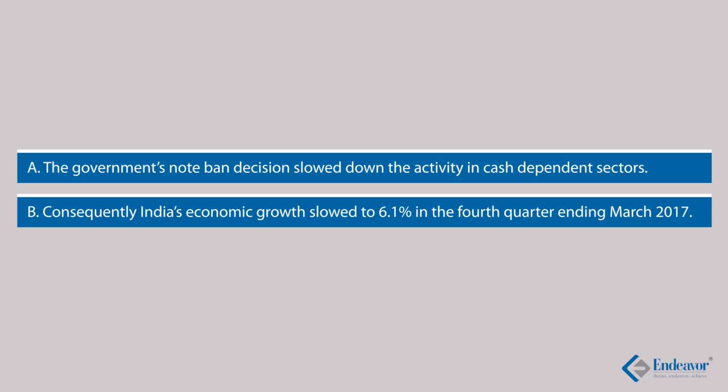Consequently, India's economic growth slowed to 6.1% in the fourth quarter ending March 2017. So it is very clear and evident that the cause of the slowdown was the note ban by the government, and the effect was a drop in the economy to 6.1% in the last quarter of the 2017 financial year. So cause precedes the effect, which is obvious.